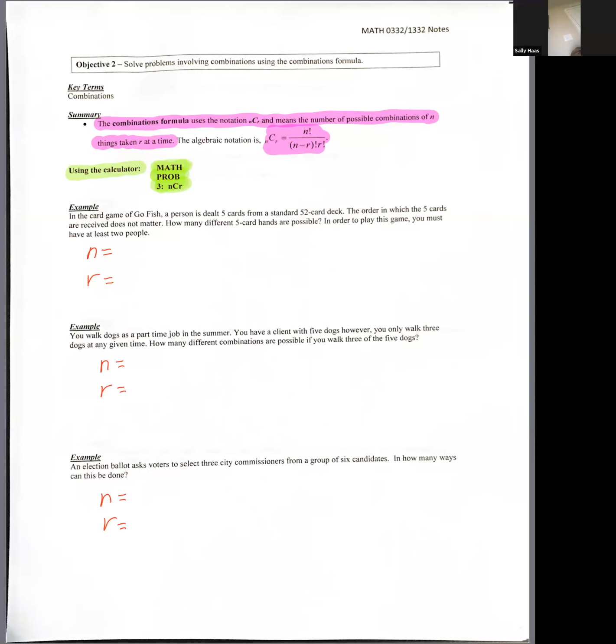All right, here's another example. It says you walk dogs for a part-time job in the summer. You have a client with 5 dogs. However, you only walk 3 dogs at a given time. How many different combinations are possible if you walk 3 of the 5 dogs? So again, the most important thing to realize, and granted, this one's under the combination section, so we know what to do, but can you tell that that's a combination? They're not talking about the order of the dog that you walked.